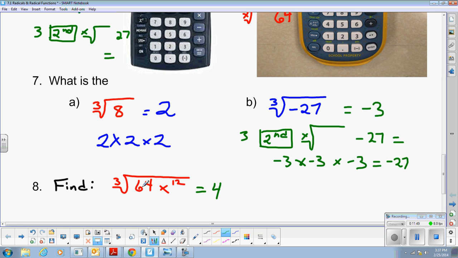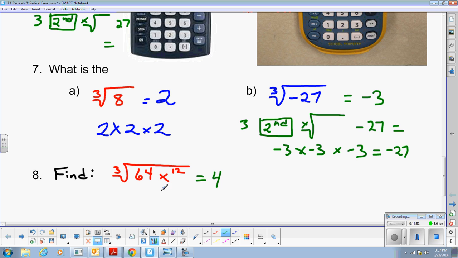Now I need the cube root of x to the 12th power. Let's see here. What number can I add together 3 times? So I'd have an x with an exponent, x with an exponent, and x with an exponent. What is that exponent that I would have here, here, and here? If I add that up, I'm going to get 12 as an answer. So I need 3 of those. Well, 3 times what is 12? 3 times 4. So yes, I need x to the 4th power.